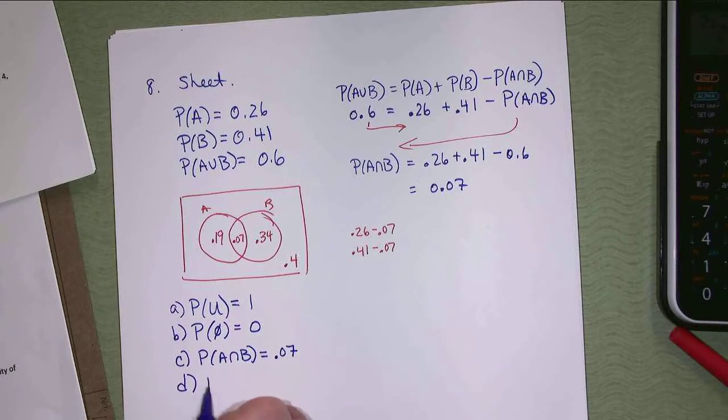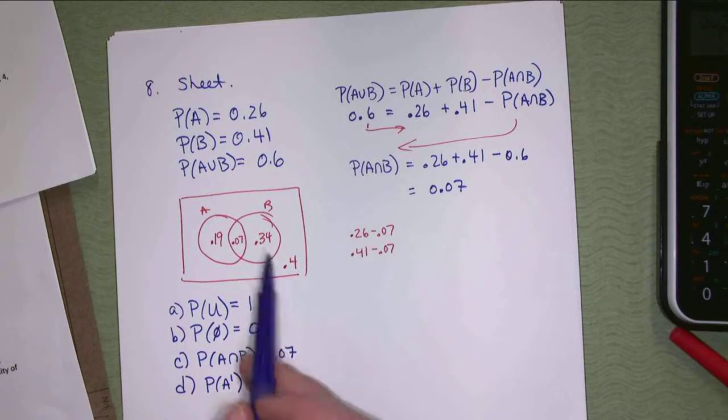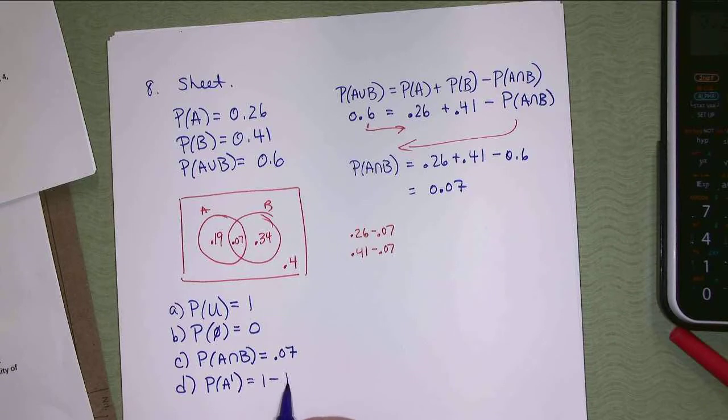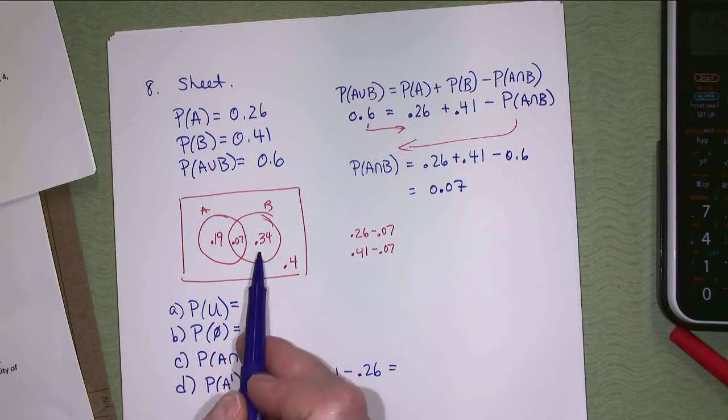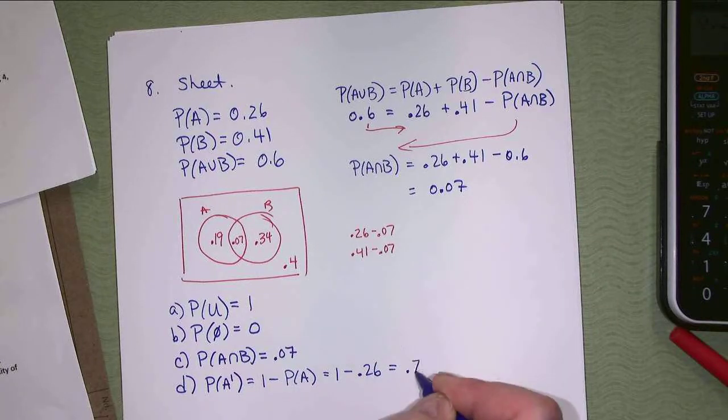D, the probability of A prime. So you can look at the Venn diagram and do it, anything that's not in A. So like 0.34 plus 0.4? Right, 0.34 plus 0.4. The other way to do it would be 1 minus the probability of A. 1 minus 0.26. That'll give you the same number as just adding these two, 0.34 and 0.4. Right, either way.